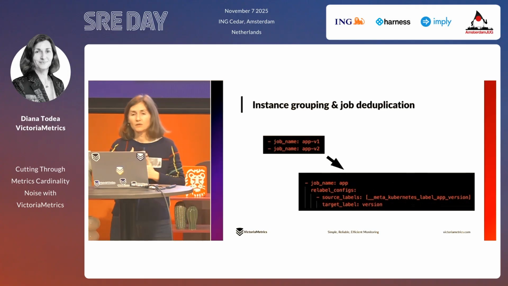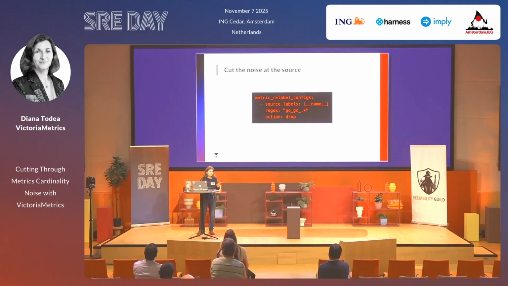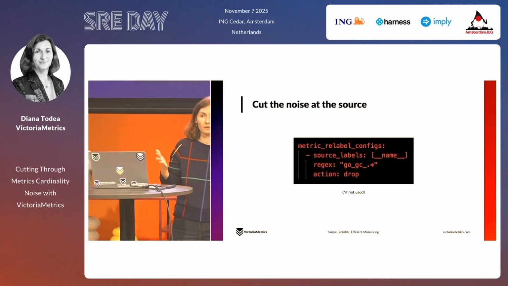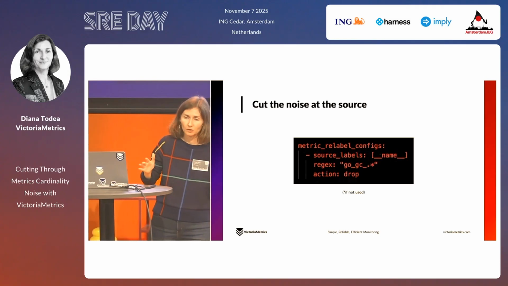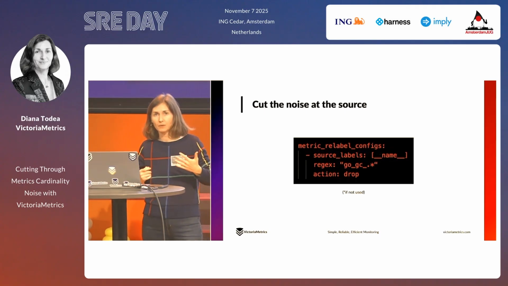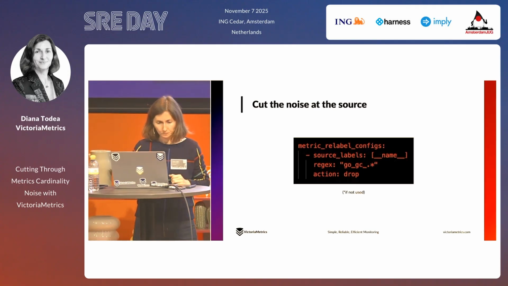You can also use instance grouping. So instead of having job names and different unique instance IDs, you can just group them and also have job deduplication. But it works better to cut the noise at the source. Like I said, 50% of the metrics that we are implementing will never be used. So it's a good idea to go over and analyze the metrics and get rid of the stuff that is not necessary.